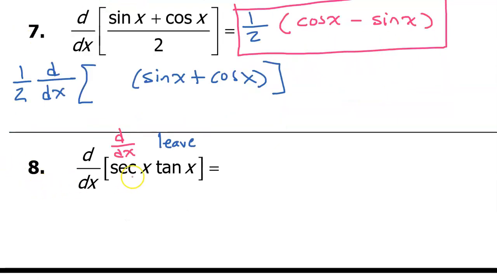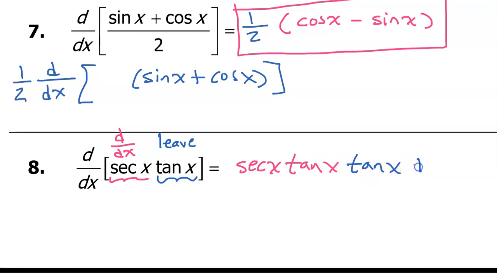For number 8, we are all set up for the product rule. The first time through, I will take the derivative of the first factor and leave the second factor alone. We've memorized that the derivative of secant is secant tangent. So I'm just taking the derivative of this, and I get secant x tangent x. And this time through, I leave the tangent x part alone. So I'm just going to go ahead and put tangent x next to it.